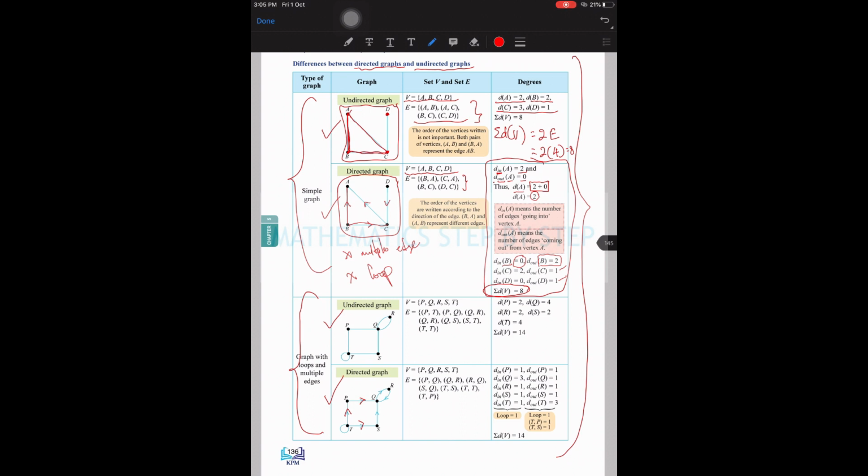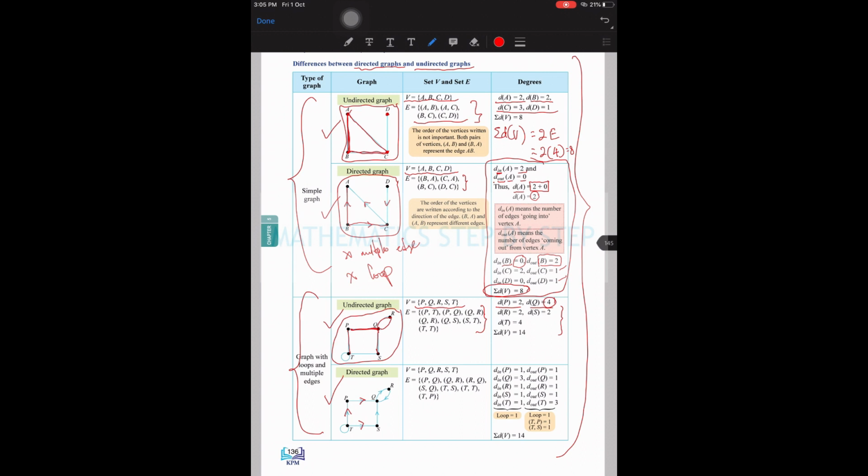Okay, then let's see this undirected graph. We can see the edges are named after P, Q, R, S, T. Okay, and this is the set of edges. So now degree of vertex P, 1, 2, so equals to 2. Okay, degree of vertex Q, 1, 2, 3, 4. Okay, so on and so forth. I believe now you know how to find the degree.